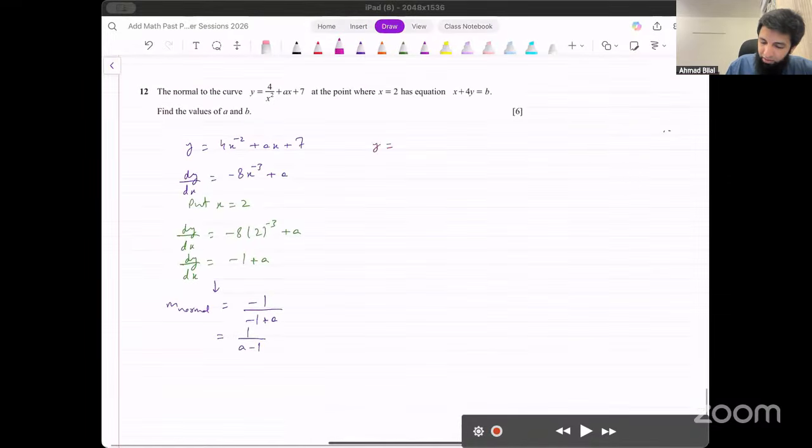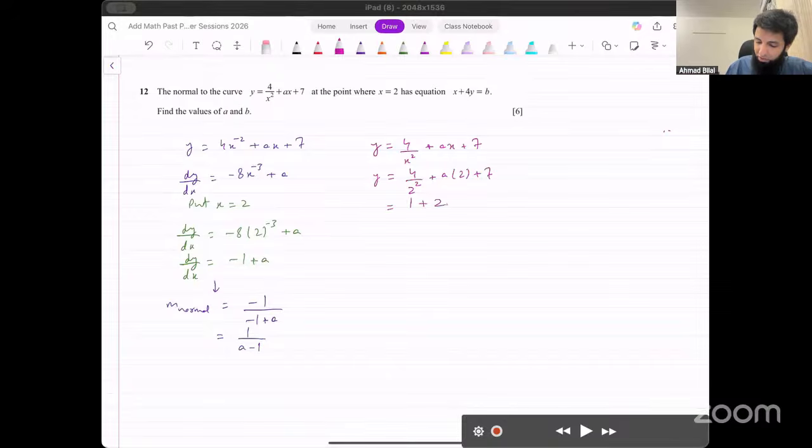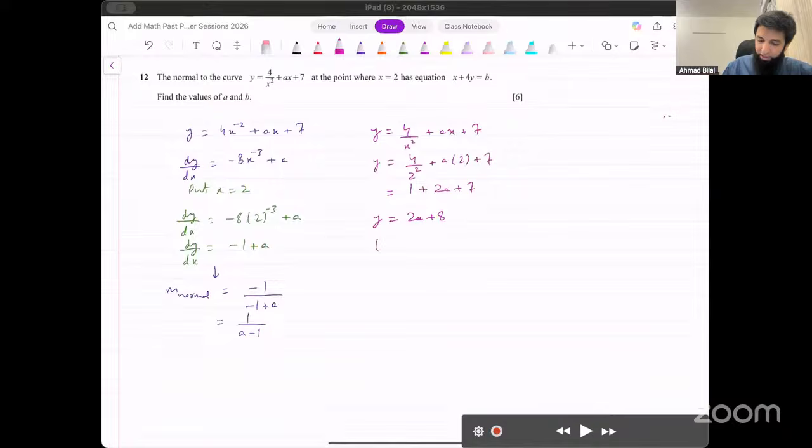Okay, y equals 4 over x squared plus ax plus 7. That's the equation of the curve. Let's input x equal to 2 in the original curve now. See what the y value turns out to be. 4 over 2 squared plus a into 2 plus 7. And that simplifies to 1 plus 2a plus 7, and that is 2a plus 8. That's the y value that we get. So the point that we have got therefore is 2 and 2a plus 8. So now we have a point on the normal and we have the gradient of the normal.